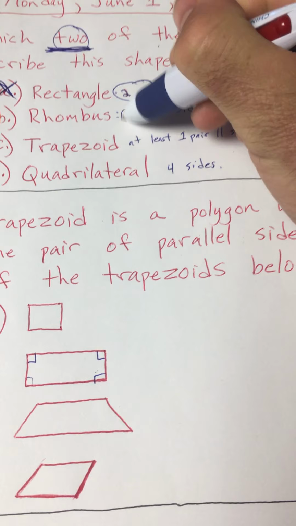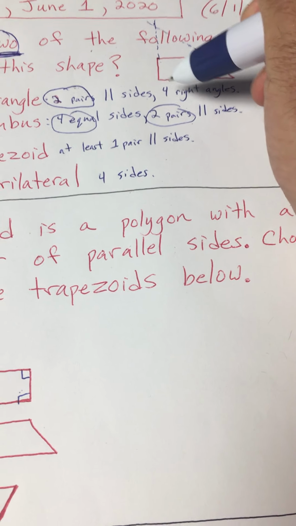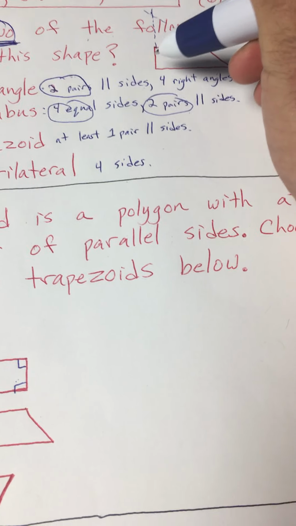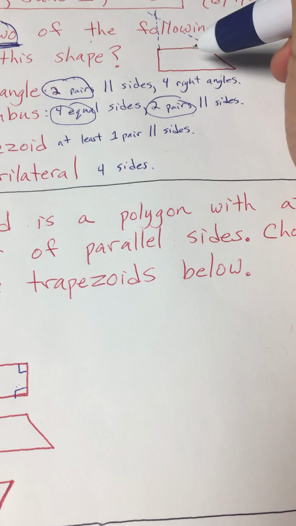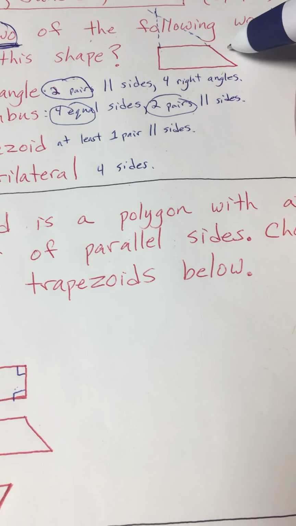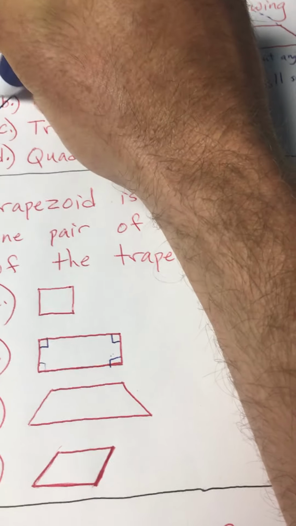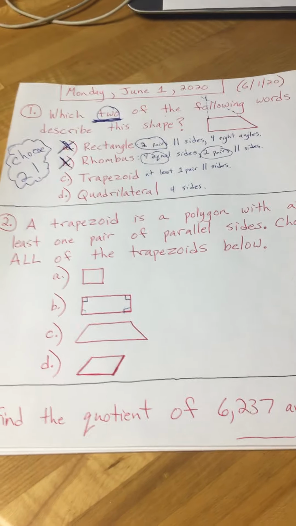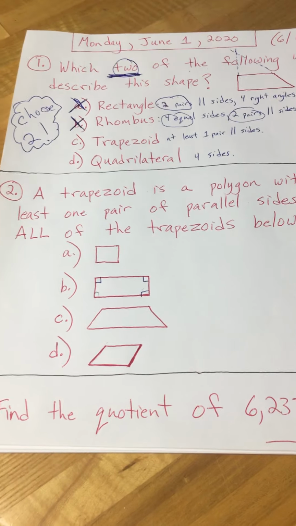And also, it doesn't have four equal sides, because you can see that this side is a lot longer than this little side here. And it's longer than this side here, because it ends here, where this side goes all the way over to here, right? Okay, so it is not a rhombus. So we kind of have our answer already. We need to choose two, and we found that the first two are wrong.